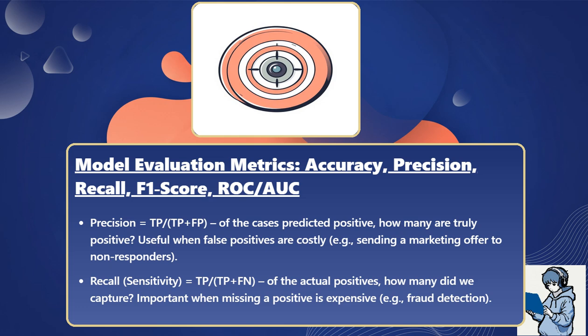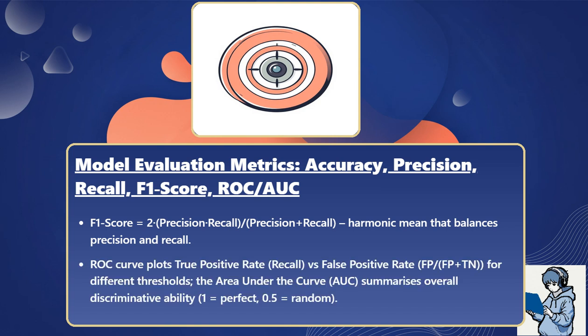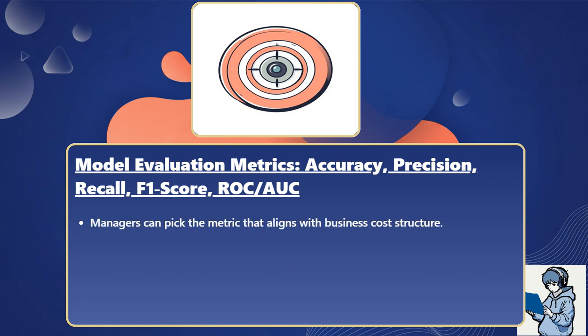Important when missing a positive is expensive, for example, fraud detection. F1 score equals 2 times precision times recall divided by precision plus recall, a harmonic mean that balances precision and recall. ROC curve plots true positive rate, recall, versus false positive rate, which equals FP over FP plus TN, for different thresholds. The area under the curve, AUC, summarizes overall discriminative ability, 1 equals perfect, 0.5 equals random. Managers can pick the metric that aligns with business cost structure.